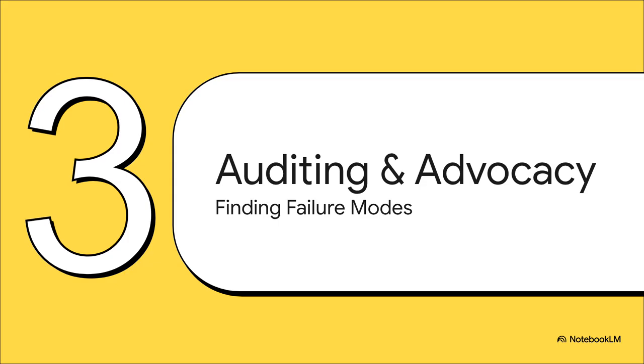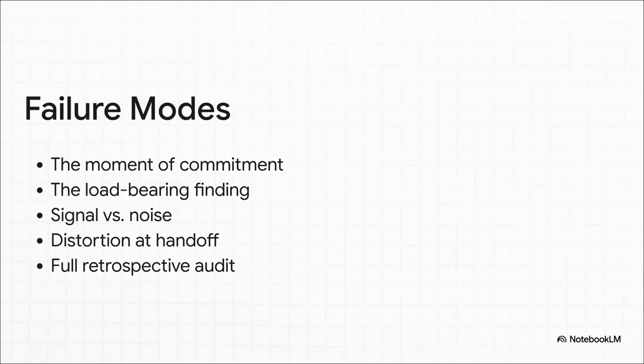All right, Section 3, auditing biases and patient advocacy, finding the failure modes. Because look, a cognitive engine is really only as good as its stress testing. If we can map out the reasoning, it means we can also map out exactly where that reasoning falls apart. We can unpack 5 distinct failure modes by looking at the failure surface from a few different angles. For instance, what actually happens at the exact moment you commit to a diagnosis? Or what if the single, load-bearing finding you built your entire case on is flawed?